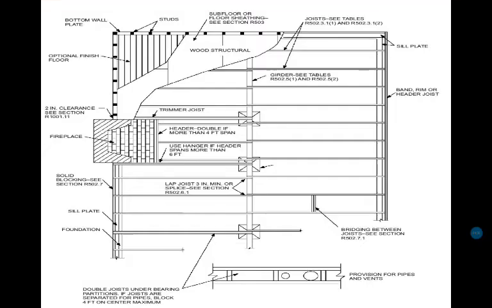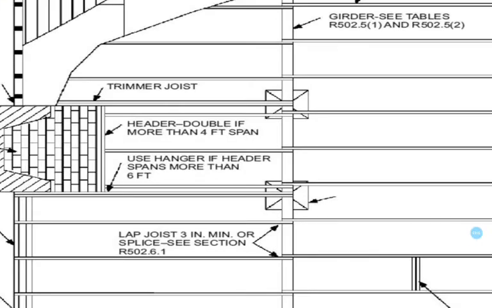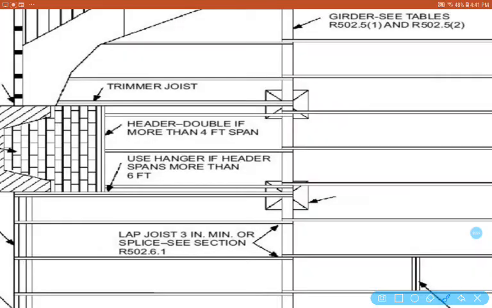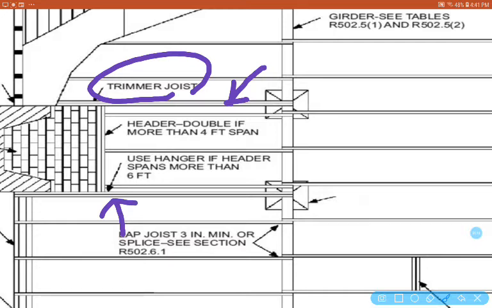What are the trimmer joists? Well, let's take a look at this picture. You can see the trimmer joist is this right here, which also gets doubled. And you could look at this picture right here, you can see that they're doubled. And this is also on this side is trimmer joists.